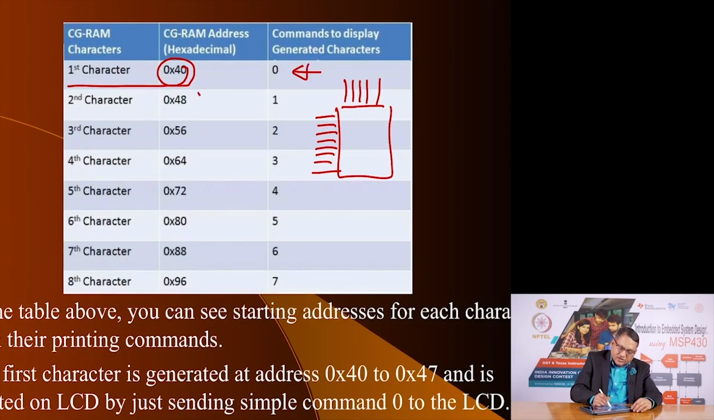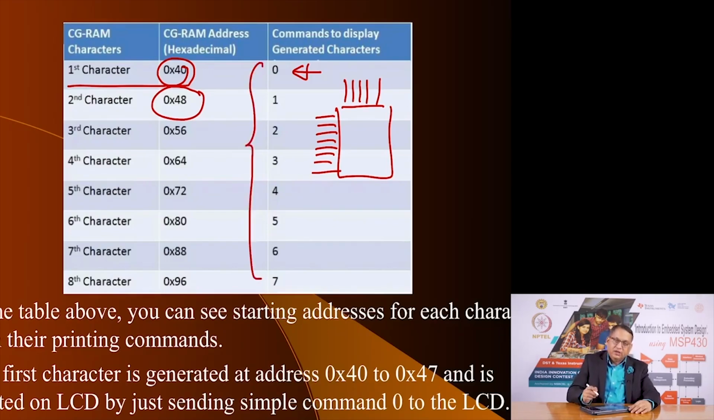The second character is stored in RAM, these are RAM addresses 40, 48, as you see, they are all 8 bytes apart. So you can write information into these RAM locations, and once you have written, you can invoke them by sending information to the LCD that you want to display the character stored at address 0 or 1 or 2 and so on.